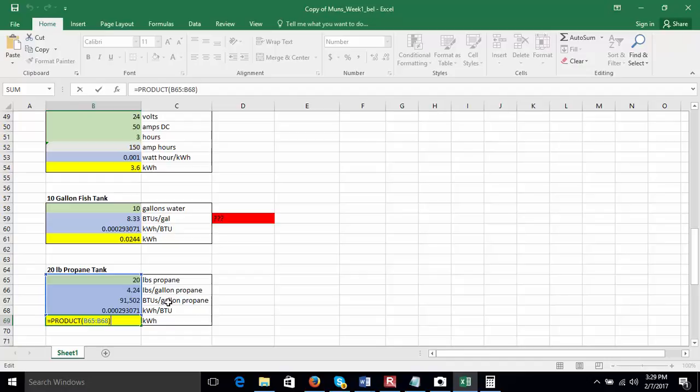But I can actually smell propane right now, so it's got to be coming from somewhere.